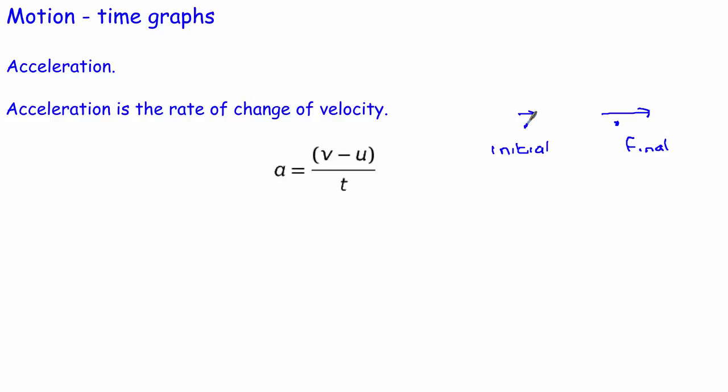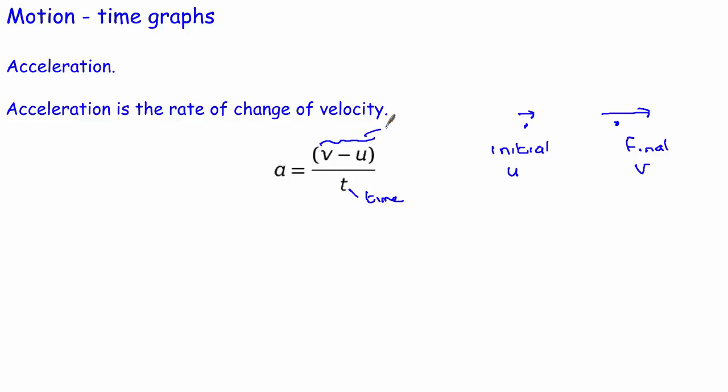Because velocity is speed in a certain direction, that also means it has an initial velocity and a final velocity. These are going to be velocities rather than just speeds, so they're going to have different signs if they're going in different directions. This is our initial velocity, which is given the symbol u. This is our final velocity, which is given the symbol v. And then this is, as we've seen, the time it takes for the velocity to change from u to v.